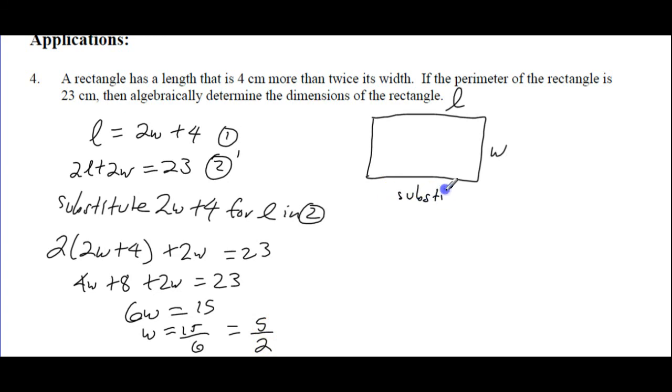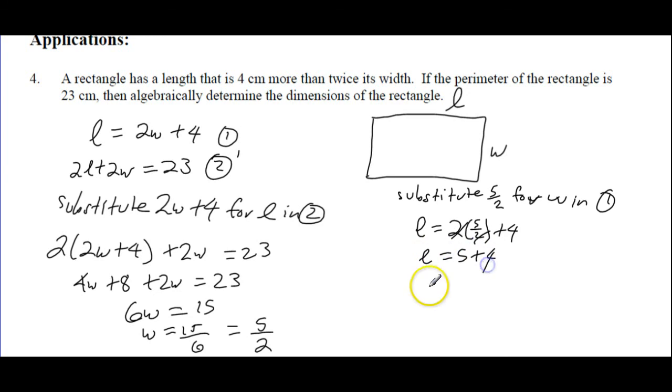So we want to get L. And so we're going to substitute 5 over 2 for W in equation 1. So L is equal to 2 times 5 halves plus 4. L is equal to 5 plus 4, or L is equal to 9.